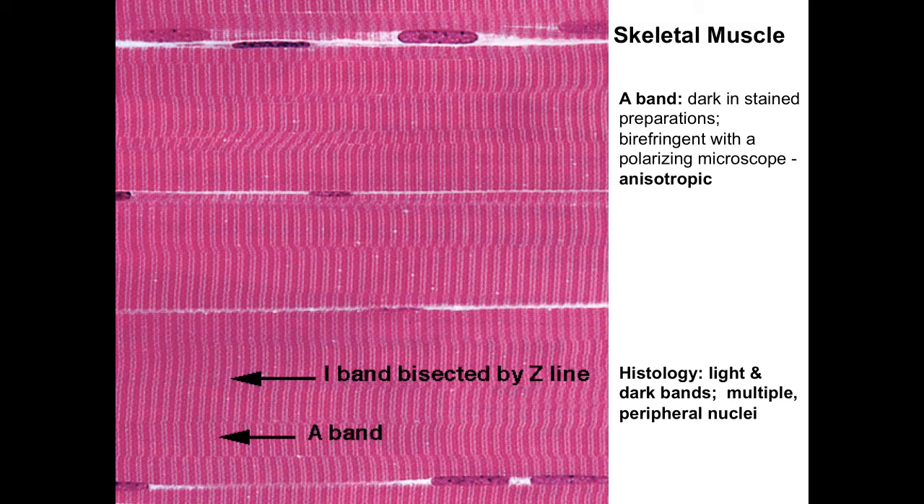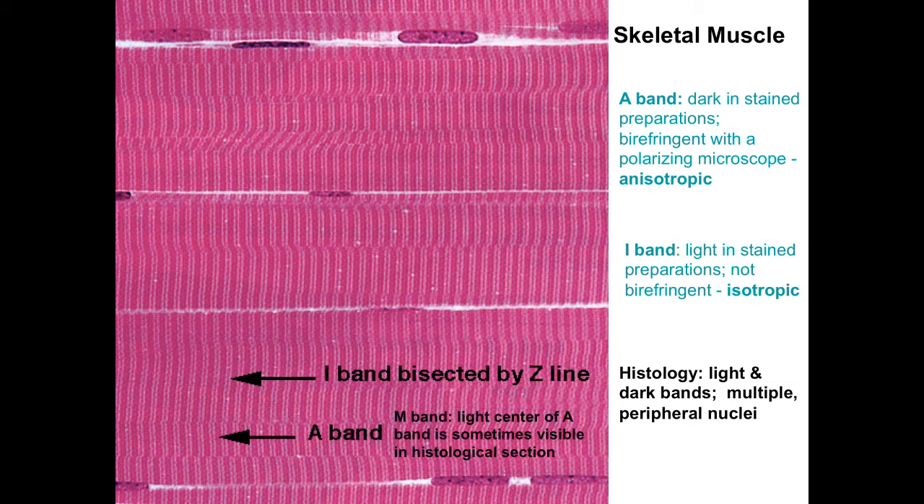As we said, the A band stains dark in a typical histological preparation. The A band can rotate polarized light if you were looking at skeletal muscle with a polarization microscope. So the A band is anisotropic, and this is where the name A band comes from, the anisotropic properties of the molecules in that band. That's contrasted to the I band, which is isotropic. Isotropic means it's not birefringent. It does not rotate polarized light.